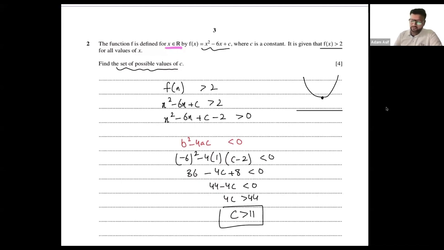Okay, how do I know its discriminant is less than 0? The range of this quadratic function is greater than 2. The range can only be greater than 2 if the entire quadratic function is above the x-axis. If the entire quadratic function is above the x-axis, the minimum value is greater than 2. Okay, so if it is above the x-axis, it's not intersecting the x-axis, which means there are no real solutions for this quadratic function. And if there are no real solutions, then the discriminant is going to be less than 0.